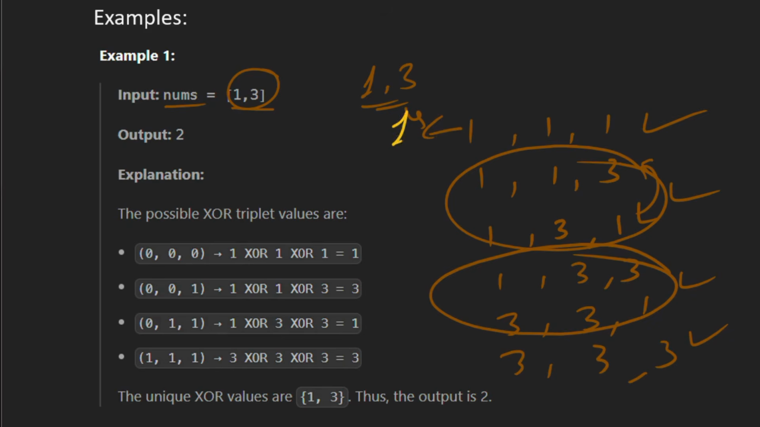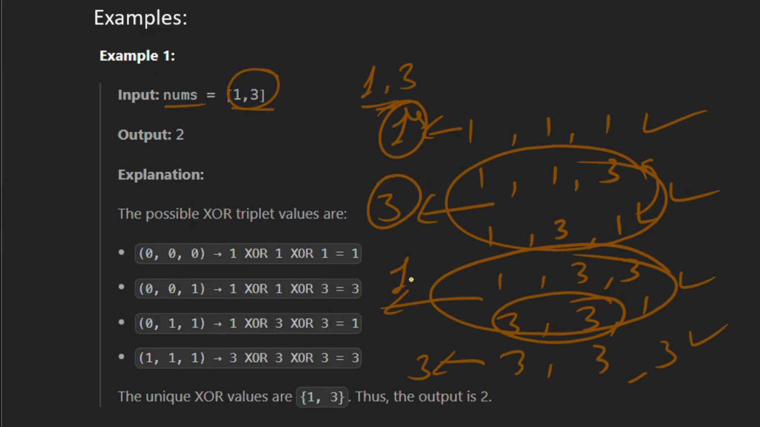This one is having XOR 1, this one is having XOR 3, again 3 XOR 3 is 0, then 0 XOR 1 is 1. So this one is having XOR 1, and for this one 1 XOR 1 is 0 and 0 XOR 3 is 3. So how many distinct possible values? 1 is unique, 3 is unique, 1 repeated, 3 repeated. So we have a total of 2 unique XOR triplet values, so our answer is 2.